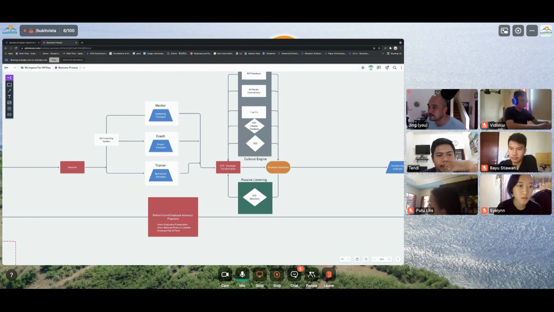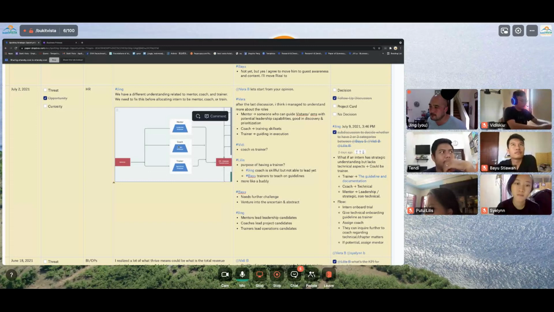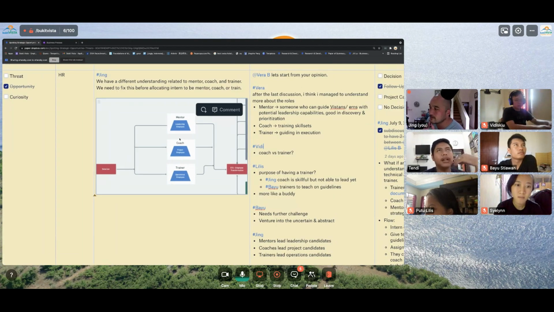Okay, thank you, sir. I think for me, a mentor is someone that will guide the person. So it's not only telling them to do something, but more like giving just a clue and then seeing if the mentee goes the right way.